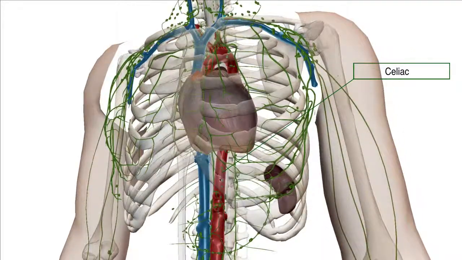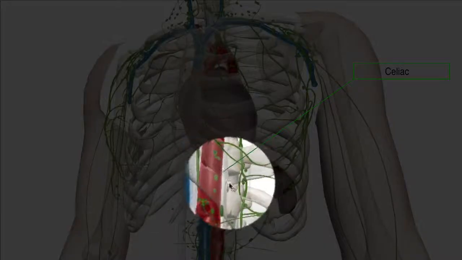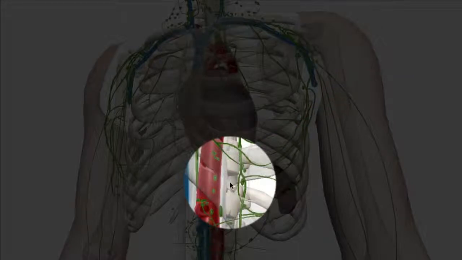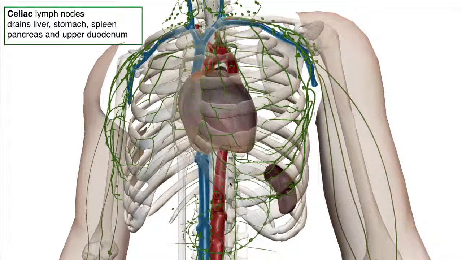You can see these lymph nodes here. All right, that's around the celiac region. Well, what do they drain? Well, they are responsible for draining organs such as the liver, stomach, spleen, pancreas, and the upper duodenum.